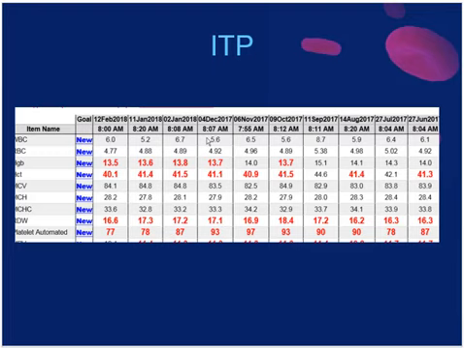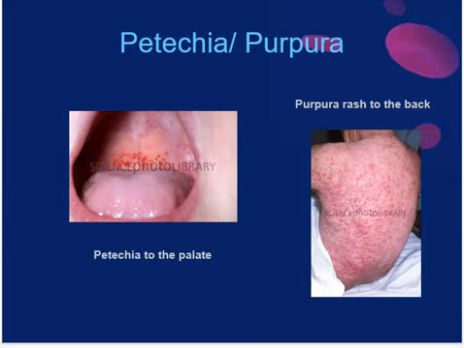This is just some pictures if you are not familiar with what petechiae and purpura look like. This is where blood has seeped out into the underlying tissue, often from capillaries that leak. But pictures of both of those.